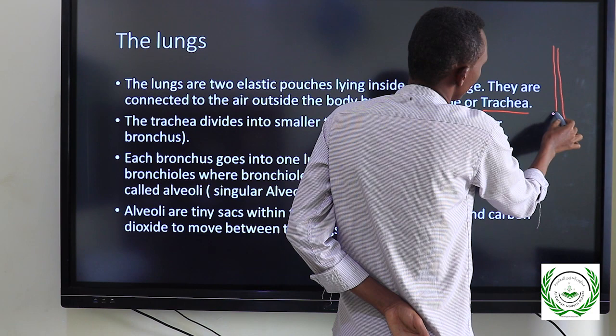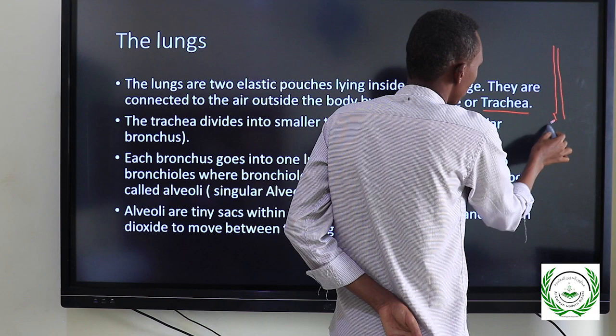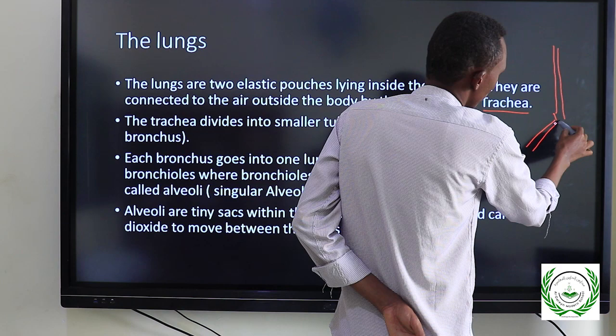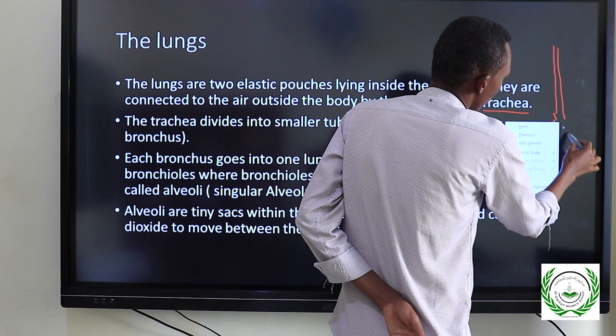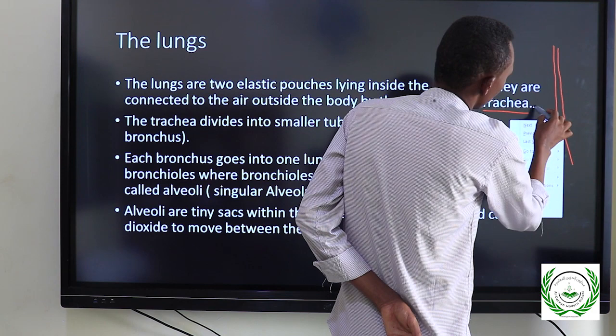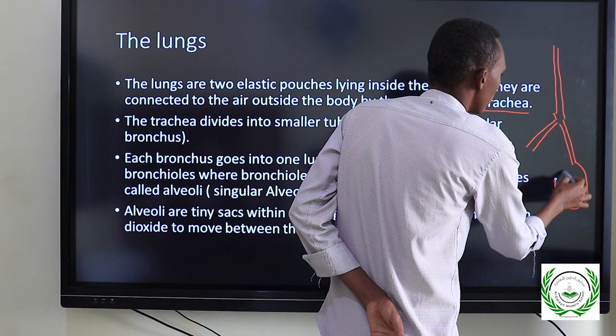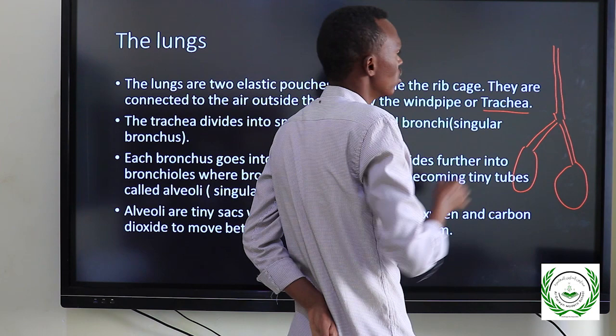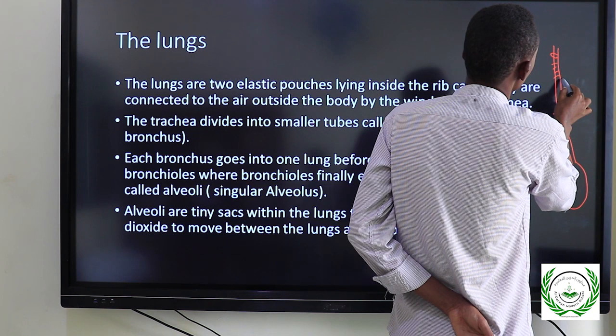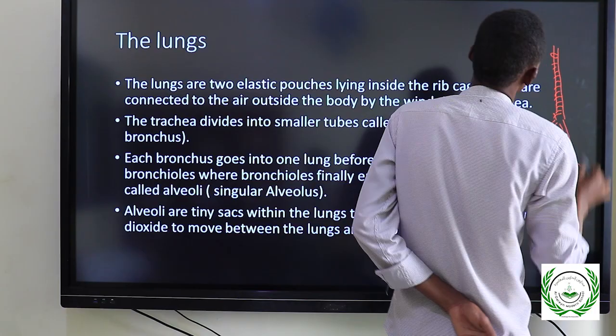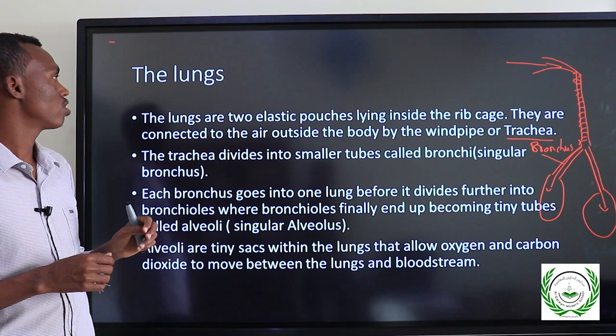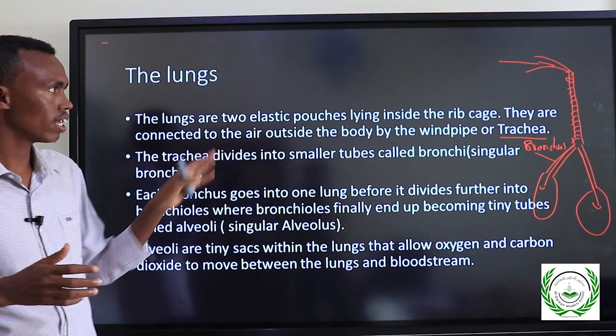This is the trachea. Then the trachea branches into bronchi. The trachea has C-shaped structures to prevent it from collapsing. So the lungs are two elastic pouches lying inside the rib cage behind the chest.